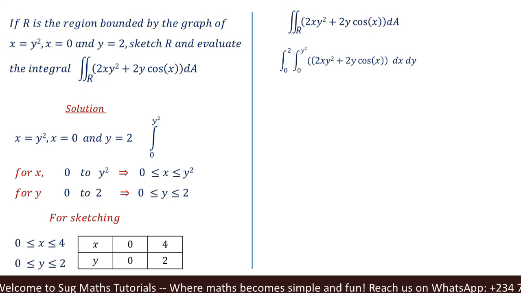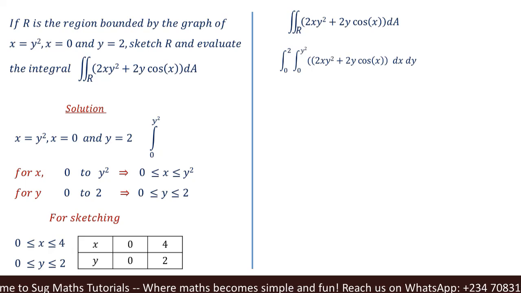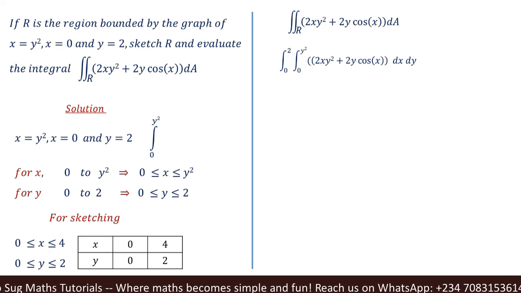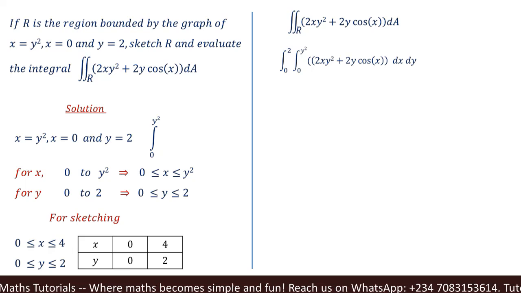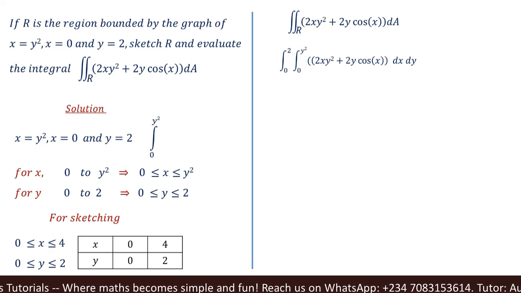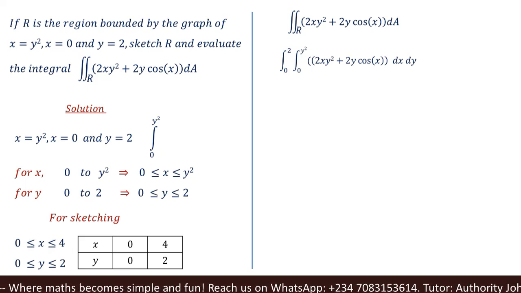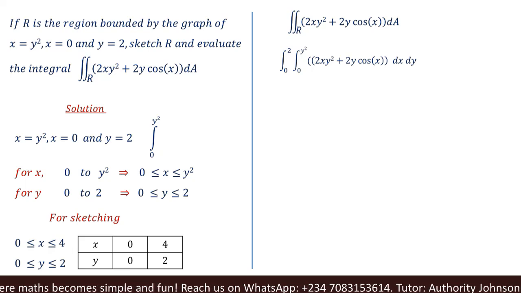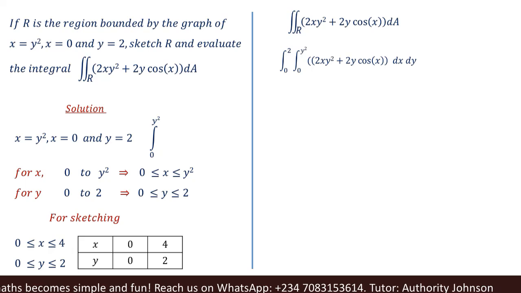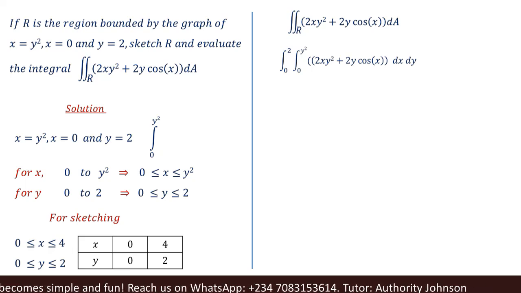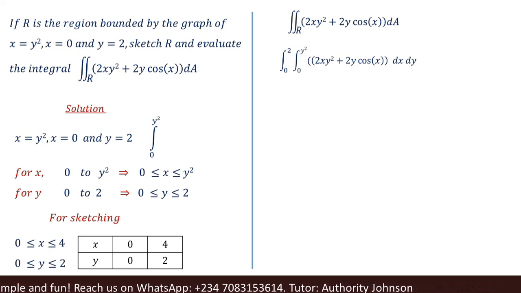Now look at this. We say that the first integral, x is running from 0 to y squared, and y is running from 0 to 2. Is that true? So we have the integral this way. We start with y, which is from 0 to 2. That is the first integral. Then the second integral from 0 to y squared. Then we have our integrand, which is 2x y squared plus 2y cos x. Then we have dx dy.